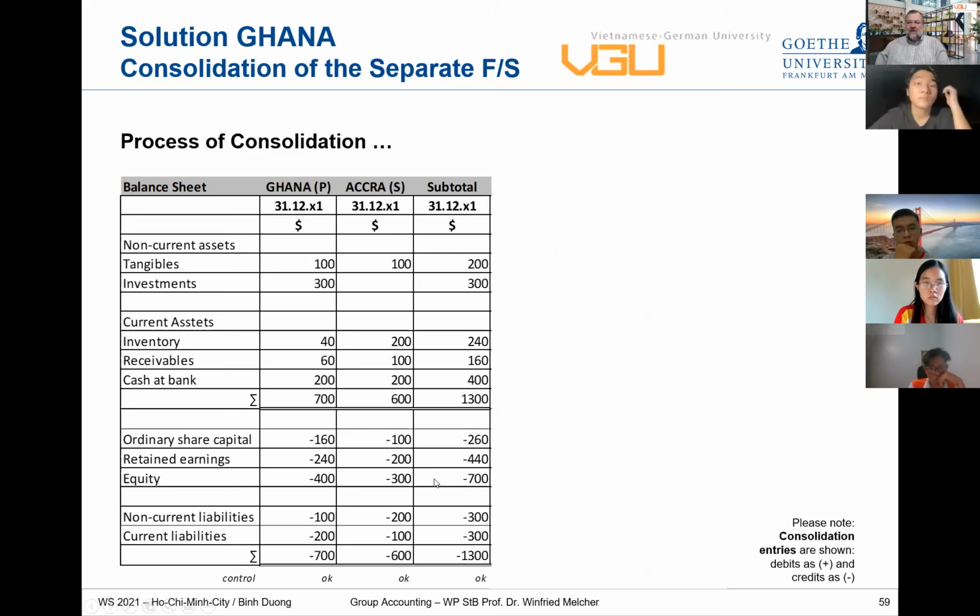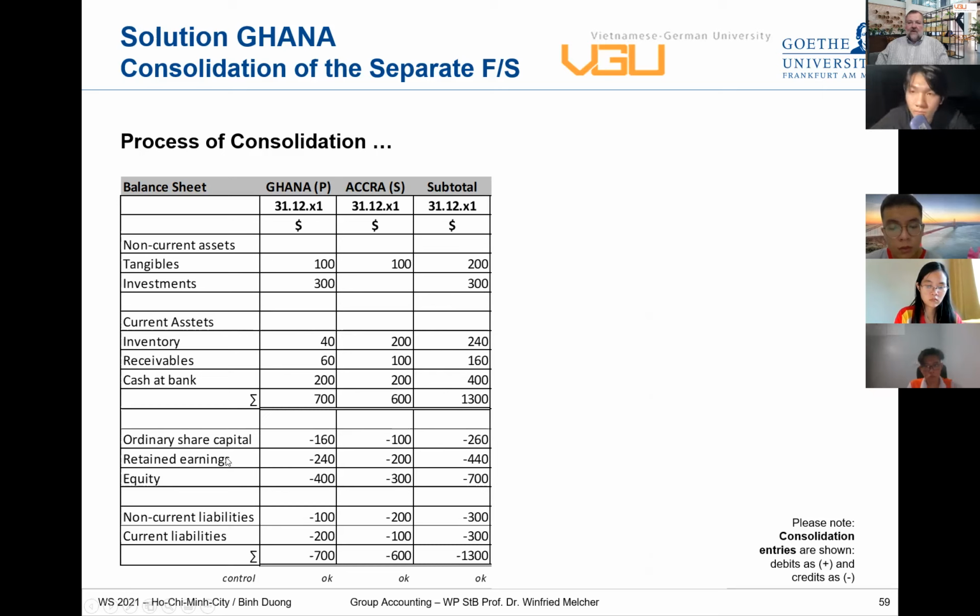So we get a subtotal, just adding apples and bananas, or let's try to add apples and bananas separately. So tangibles were added, 200. So 100 of tangibles, that could be land or machines or something like that, they come from Accra, and the other tangibles come from Ghana. So we have 200 here. The investment is just a subtotal. Then we have current assets, 40 plus 200 equals 240, and so on.